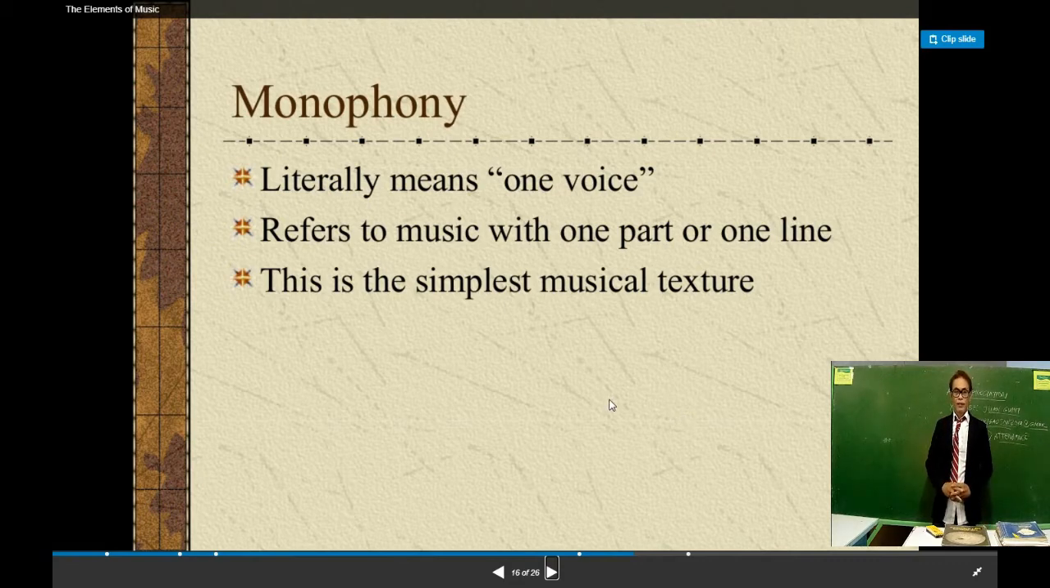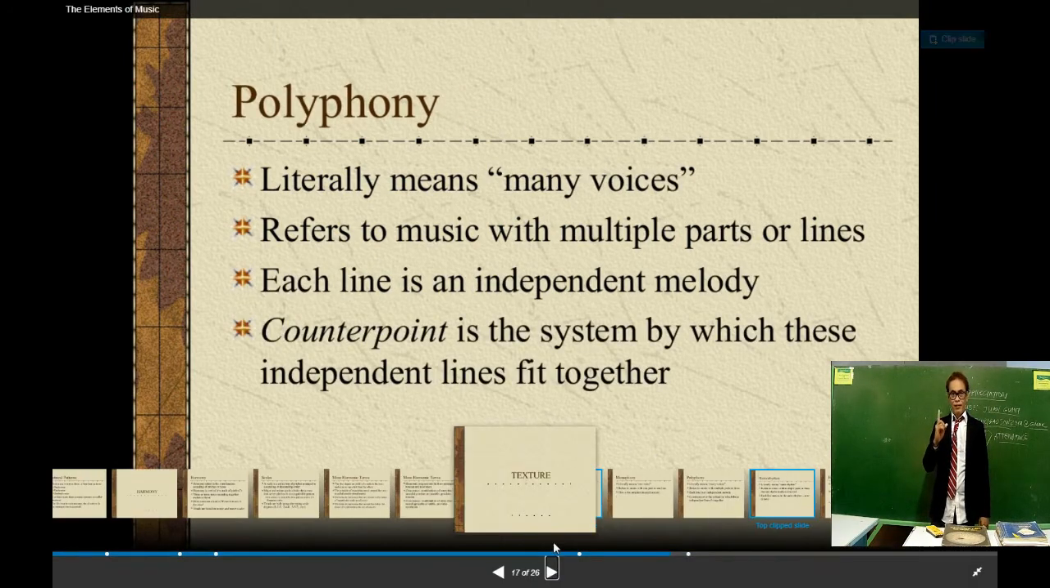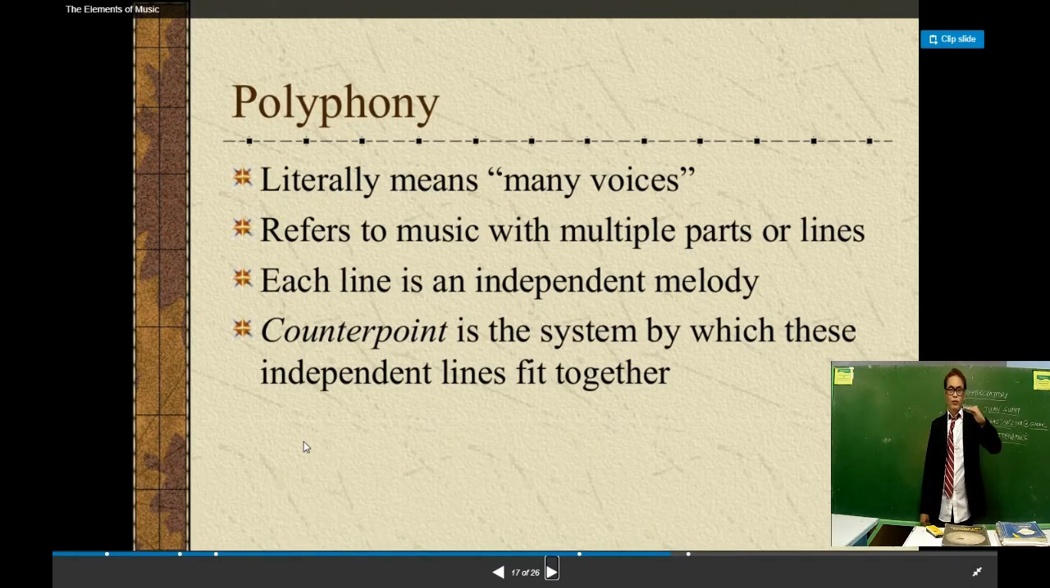Monophony literally means one voice. One voice refers to music with one part or one line. This is the simplest music. Polyphony, meaning many voices, refers to music with multiple parts or lines. Each line is an independent melody. Counterpoint is the system by which these independent lines fit together.